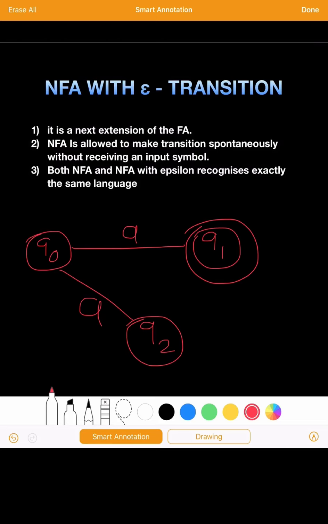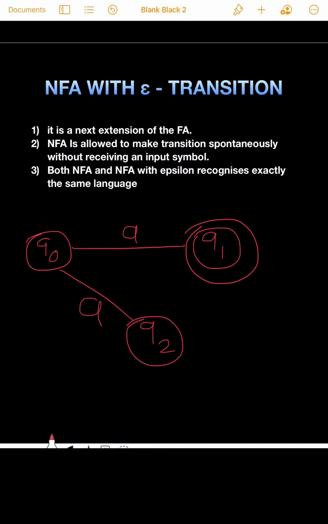But in case of NFA with epsilon transition, for going from one state to another state, it is not mandatory to scan any input symbol. That means you can go to the next state using epsilon only. Epsilon means a null string, right? So both NFA and NFA with epsilon recognizes the exactly same language. Exactly same language, that means a regular language, right? So NFA and NFA with epsilon representations, that means the graphical representations are different, but it carries the same language. Okay, so let's see its formal definition.